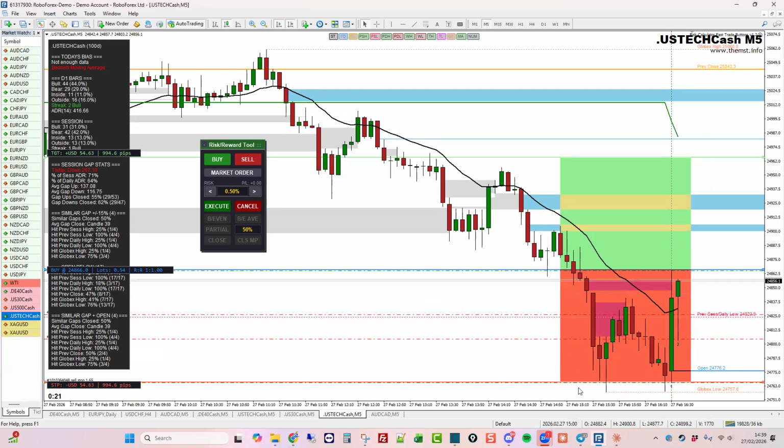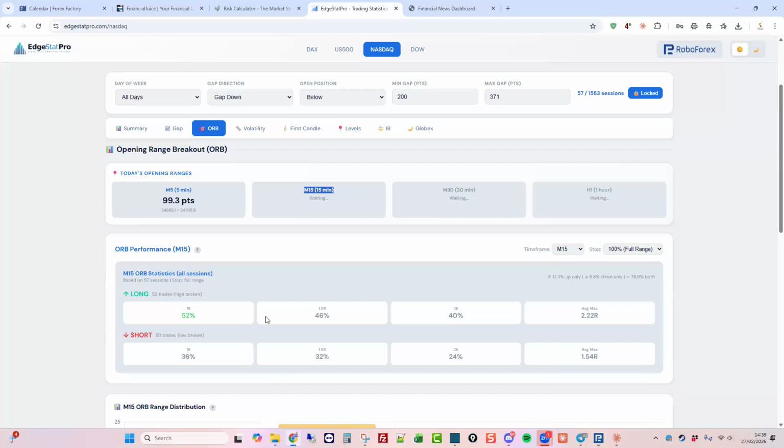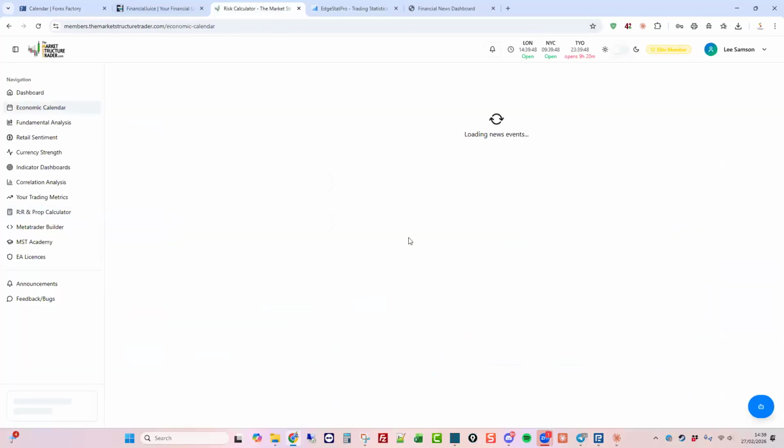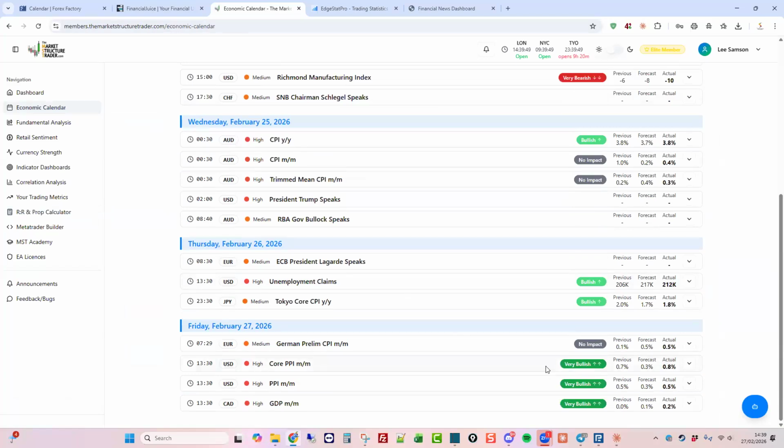One of the reasons we've got such a big gap today and big move is because we've just had the US news hit with the PPI figures. So obviously we've had that massive bullish move on PPI, which has driven the dollar up today. And obviously when the dollar goes up, stock markets come down. So that's the reason we've got such a big gap down.